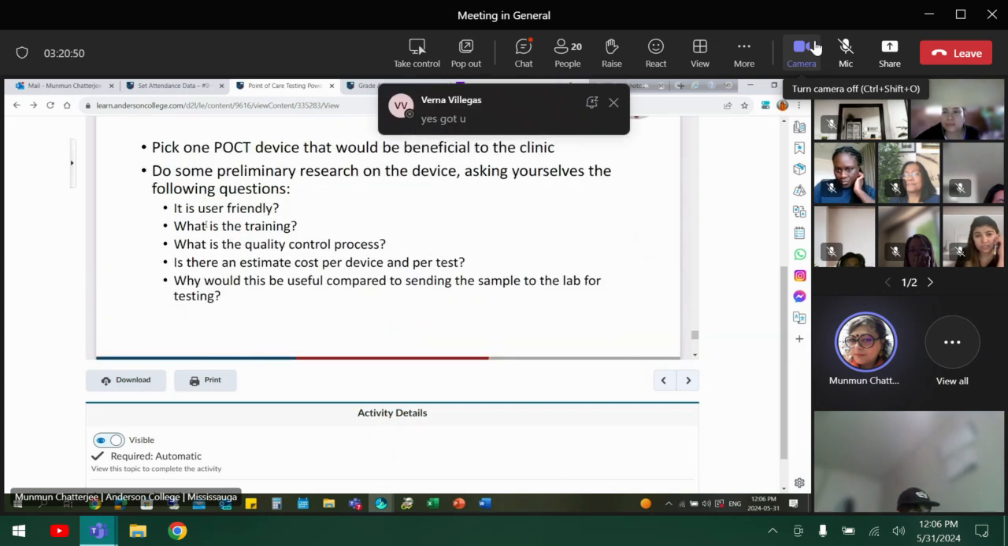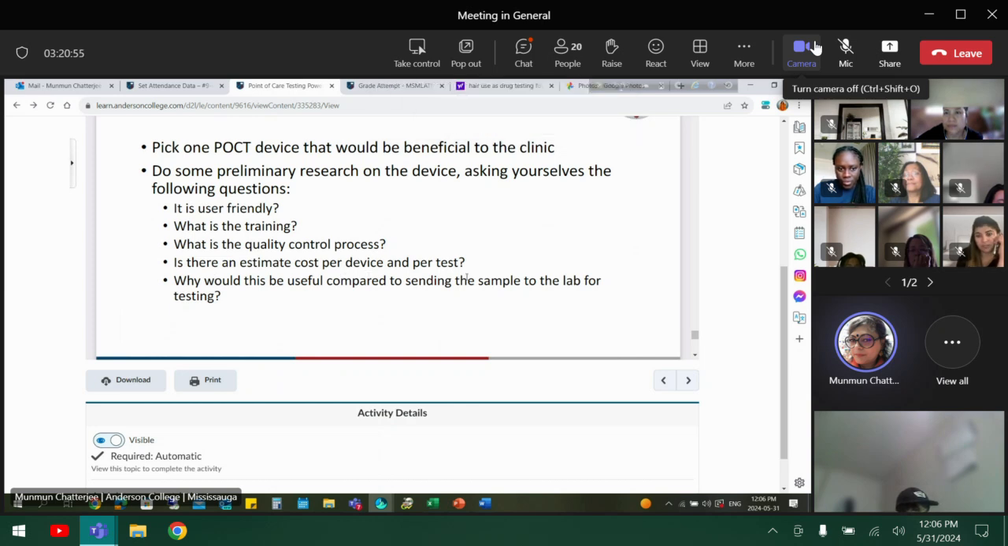Is it user friendly? What is the training? What is the quality control process? Estimated cost per device per test? Why would this be useful?